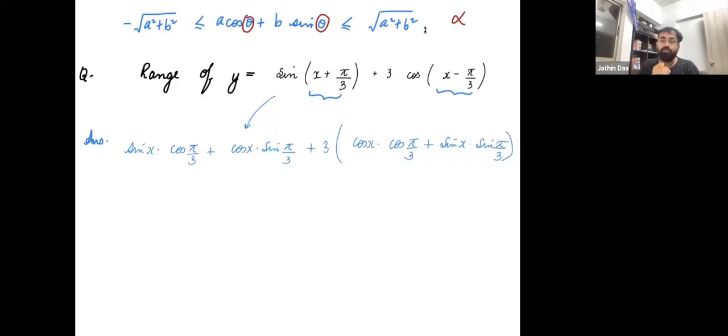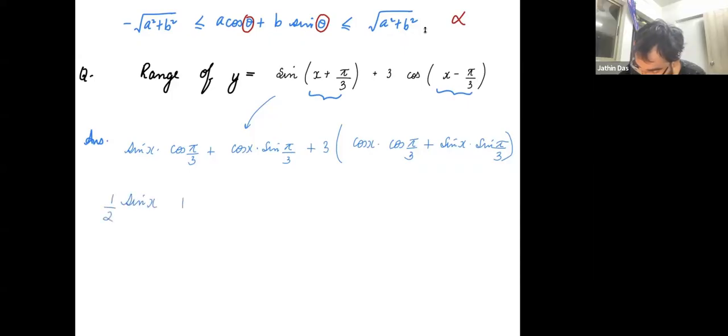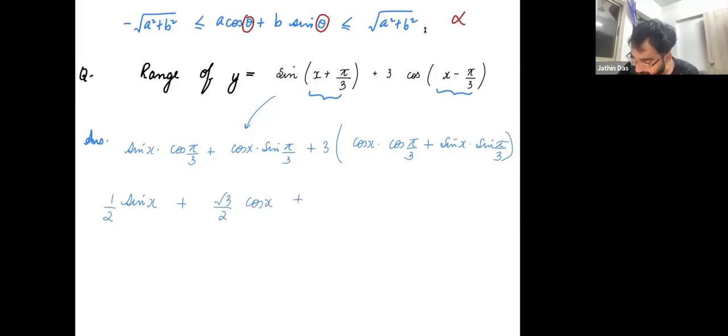Now try to see what you will do. The values you know: cos pi by 3 is half, so sin x times half, plus sin pi by 3 is root 3 by 2, cos x. Plus, I'll multiply 3 also inside, and cos pi by 3 is 1 by 2. So 3 by 2 cos x plus 3 root 3 by 2 sin x.